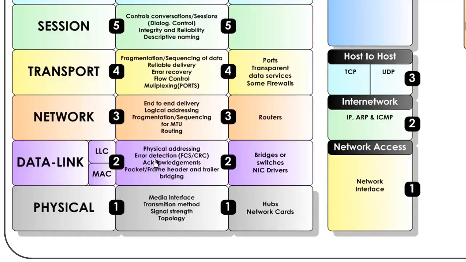The data link layer is responsible for physical addressing, error detection, acknowledgement, packet fragmentation and trailer, and bridging. Everything is done by your data link layer. And the physical layer represents the medium that is going to be used for transmitting, and also the transmission method, signal strength and topology. Everything is mentioned here. So these 2 layers are mapped to the network access layer of your TCP/IP model.